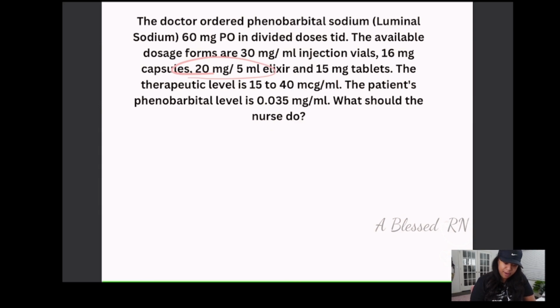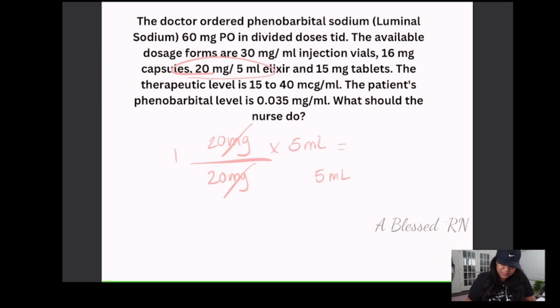So let's figure out how much elixir to fix up for our patient. I use desired over have in this case. I don't like dimensional analysis. 20 milligrams is what we need. 20 milligrams is how much is in 5 milliliters. These cancel out, so it'll be 1. So 1 times 5 is going to equal 5. So that's how much we're going to give.